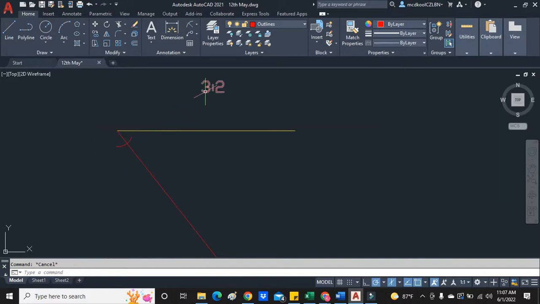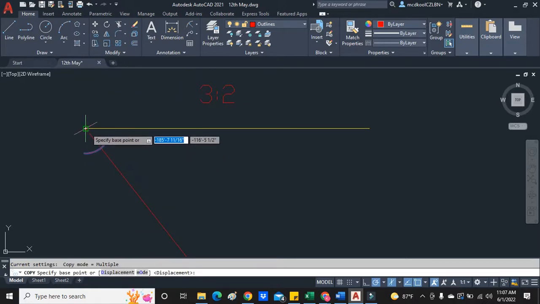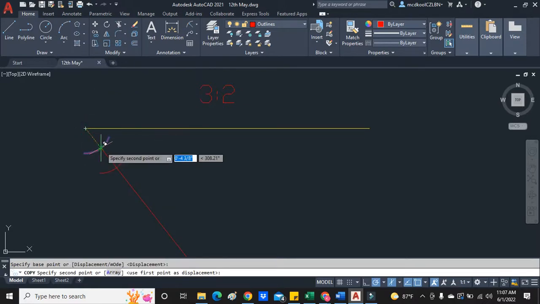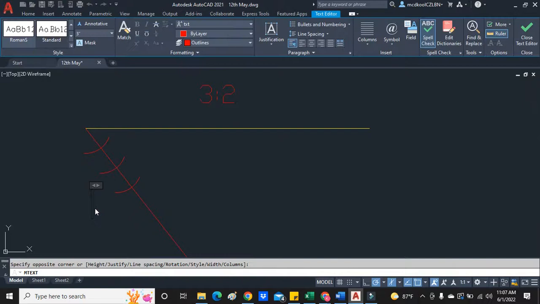Now, what's the ratio again? 3 to 2. So the first number here is 3. So I'll copy this. And I'll copy it from the center. That's one arc. This is the second arc here. This is the third arc. So I have now put 3 there.